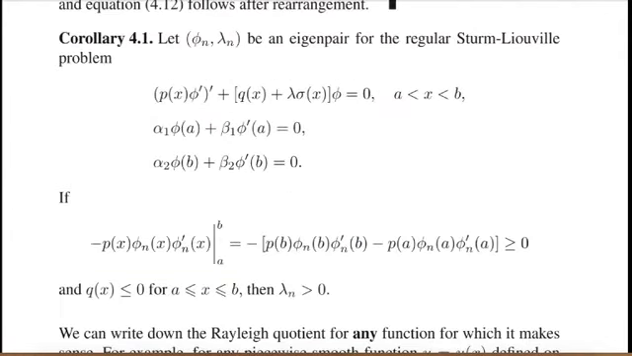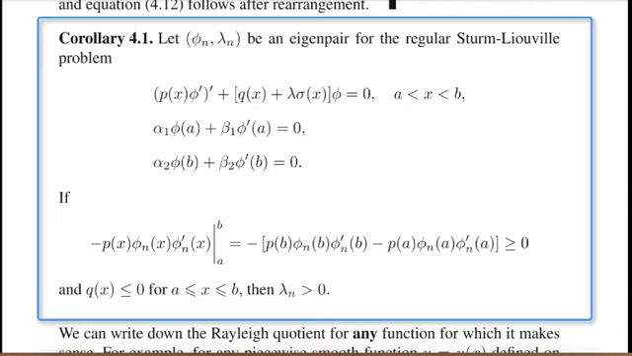I was concerned with the case when the eigenvalue is positive, because positive means stability. Positivity is good. And then here in corollary 4.1, we have a characterization. So if the boundary term, which shows up in the Rayleigh quotient, is positive, or actually larger or equal 0, and if the q is less or equal 0, then the eigenvalue is positive.